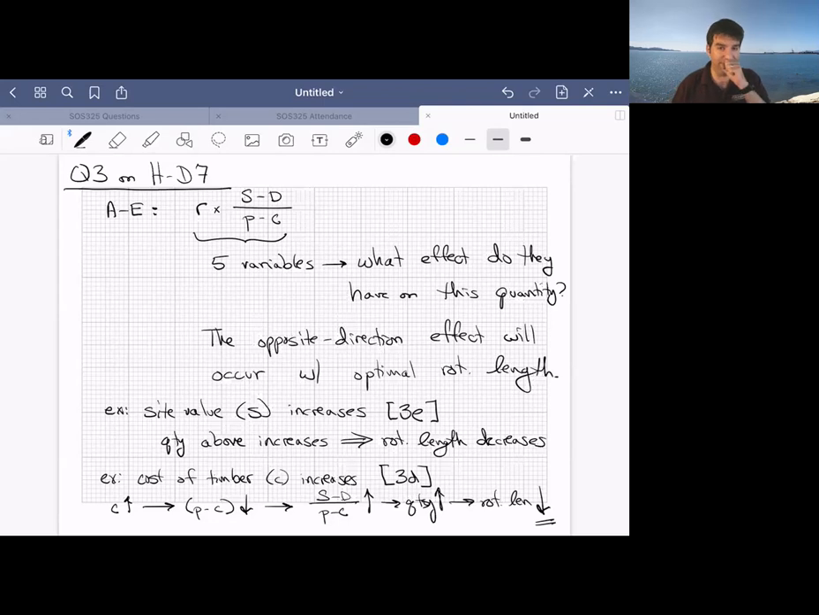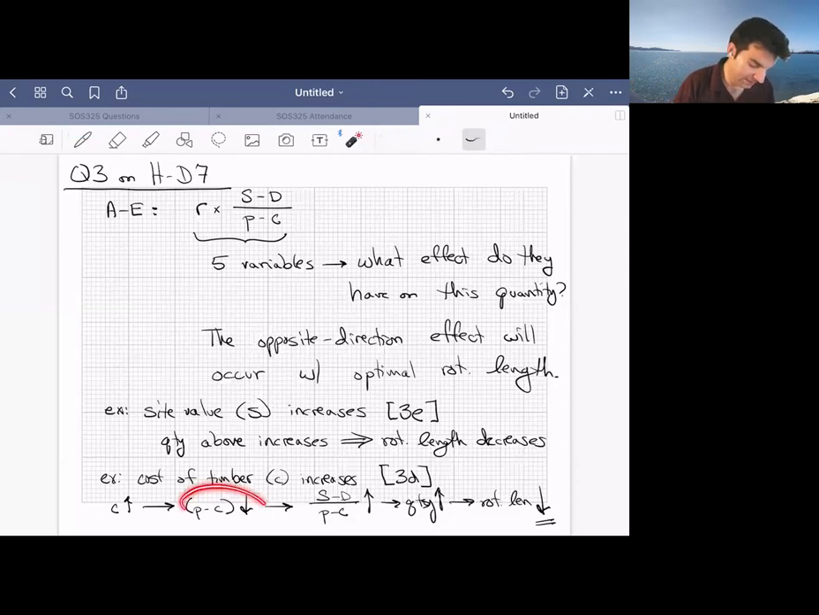And then if I think about it, does it make sense? The rotation length decreases, and it does, because we are increasing the cost of cutting down the timber. If you remember, P minus C is a conversion factor that converts wood into dollars. Effectively, I'm saying that the same volume of wood is worth less to me. So even though I'm getting a lot of growth in wood, I'm not getting as much growth in dollars, because that P minus C value has now decreased.